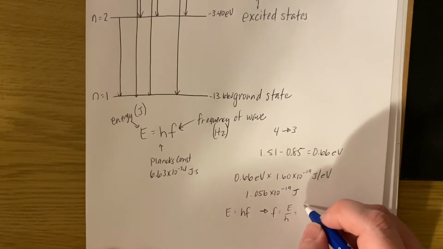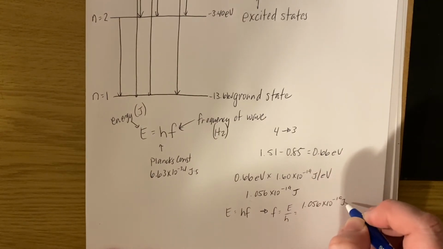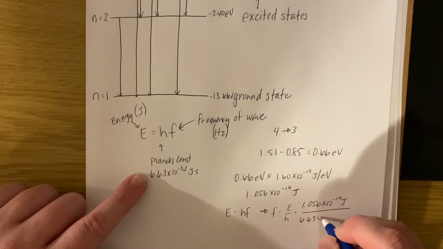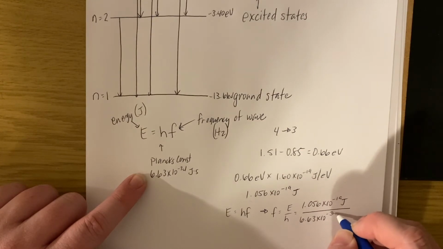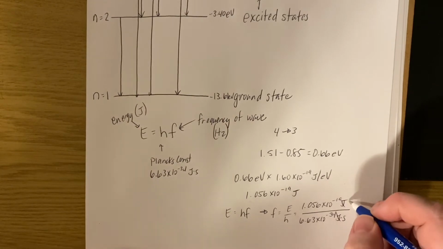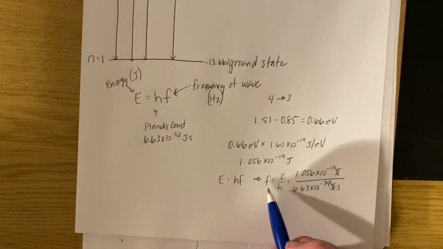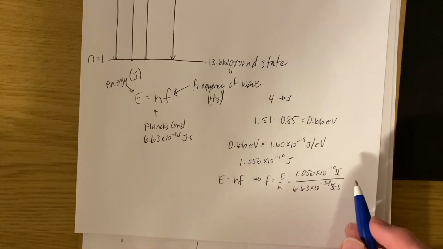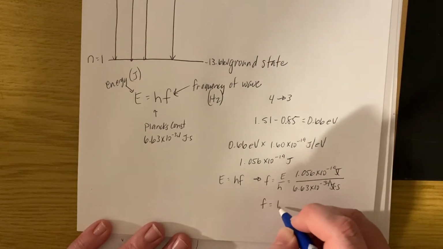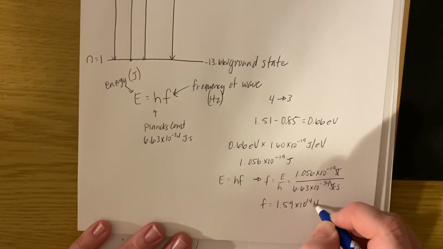So we can take this energy that we have, 1.056 times 10 to the negative 19th joules, divided by Planck's constant of 6.63 times 10 to the negative 34th joules times seconds. So joules will cancel out. You'll have 1 over seconds left as your unit. 1 over seconds gives us our hertz, which measures frequencies. When you calculate this out, you end up with your frequency here is 1.59 times 10 to the 14th hertz.